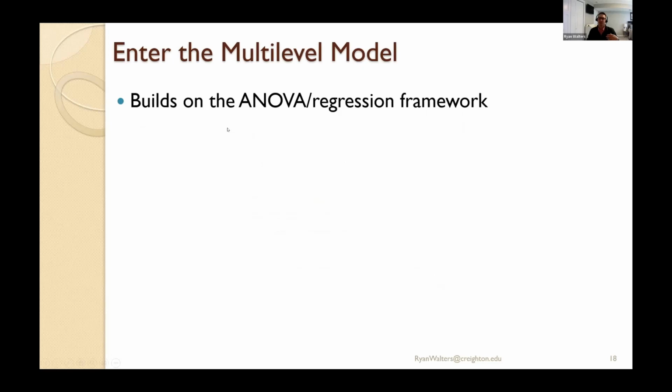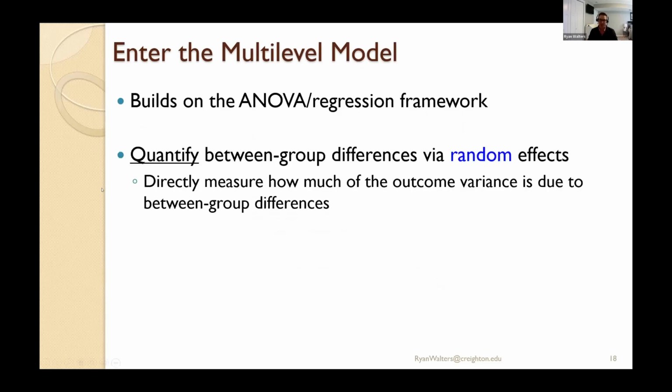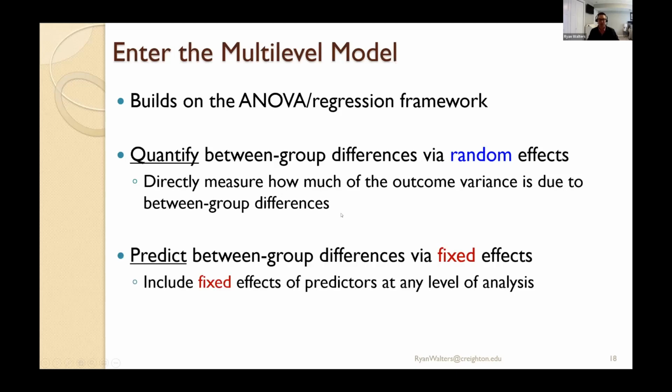Okay. For those of you who are interested in quantifying and then predicting between group differences, you have to use a multi-level model, builds on ANOVA and regression. So it quantifies those between group differences via random effects. Again, random effects are in that model for the variance. They are just conceptually similar to the residual variance you had from garden variety linear regression. They're just at the state level. So how much of the outcome variance is due to between group differences?